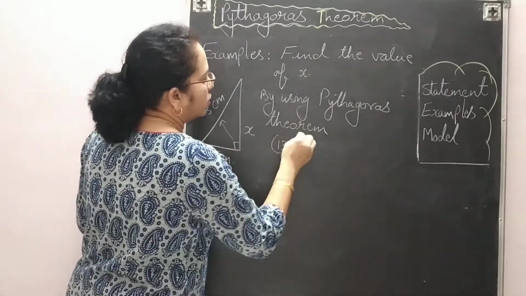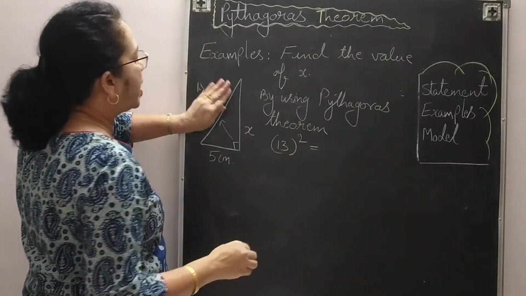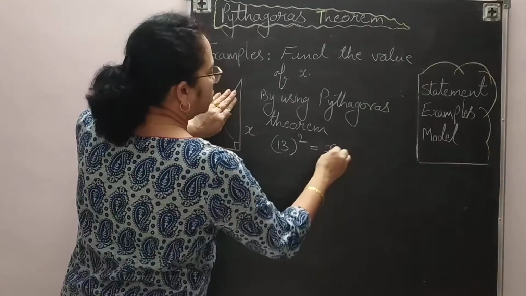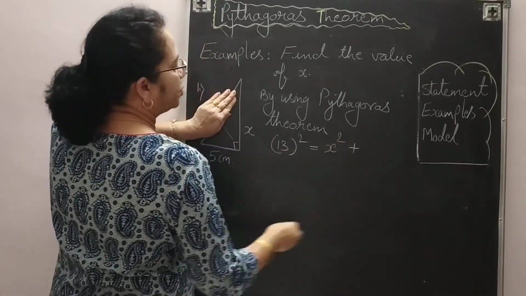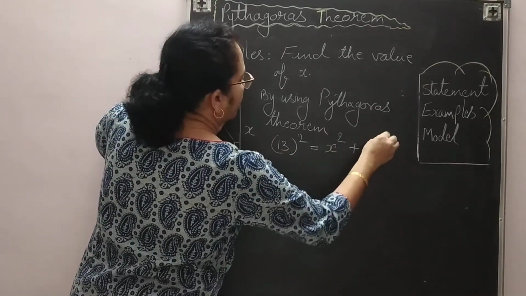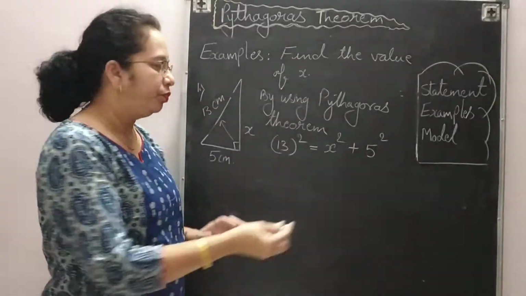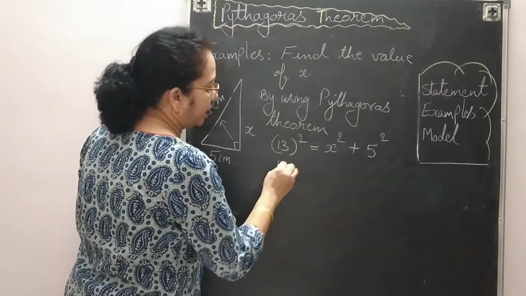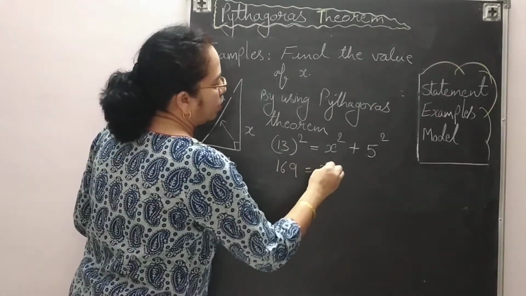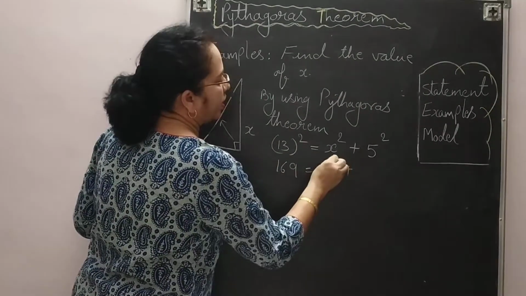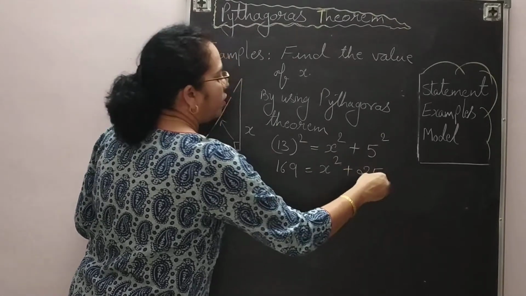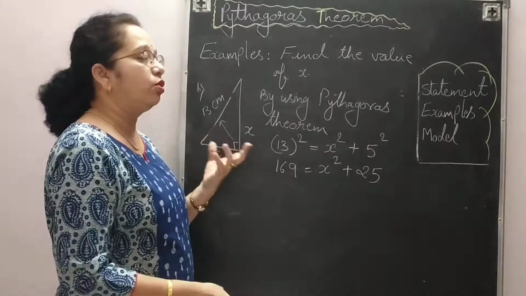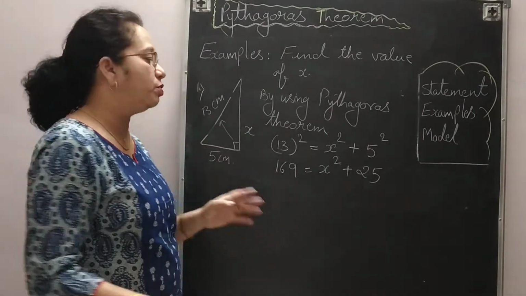So 13 square is equal to height, now which two sides are left? X is left. So x square and this 5 is left. So this will become 5 square. So now 13 square is 169 is equal to x square, 5 square is 25. Here you need to learn the squares till 25. That is very useful and you can save your time, you can avoid mistakes.